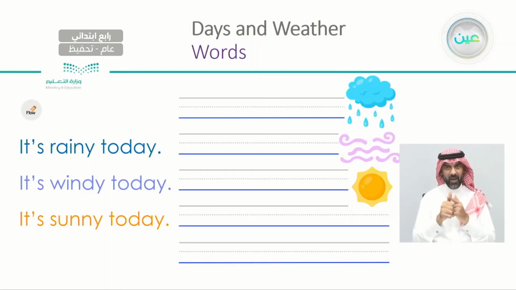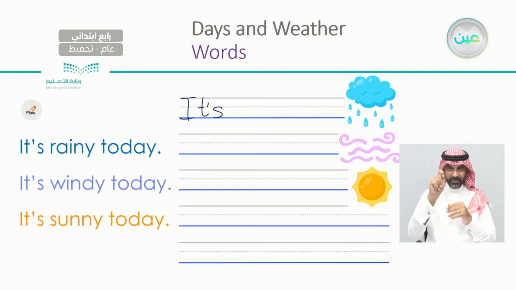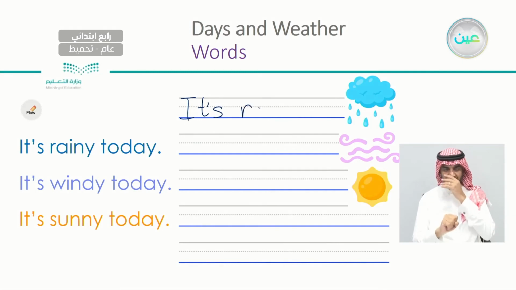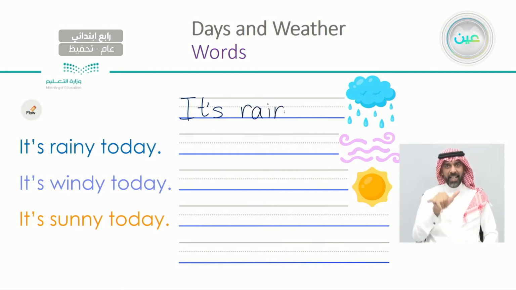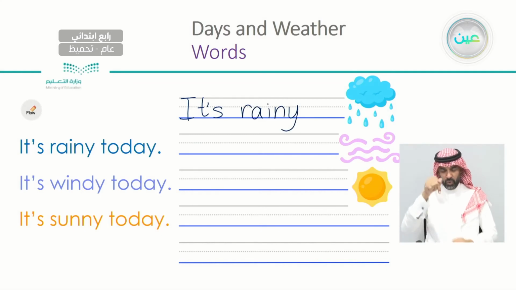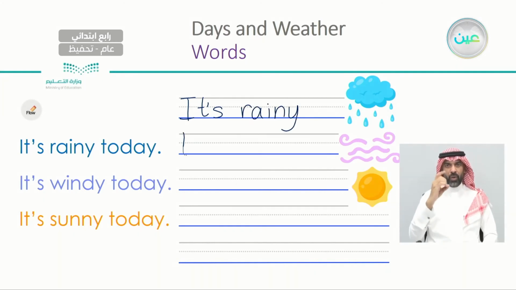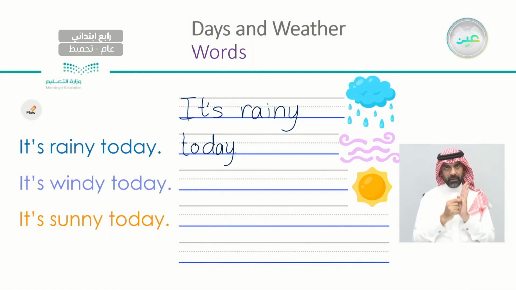First one is, it's rainy today. Full stop. Let's write the next sentence next to it. We begin a sentence with a capital letter. It's windy today.